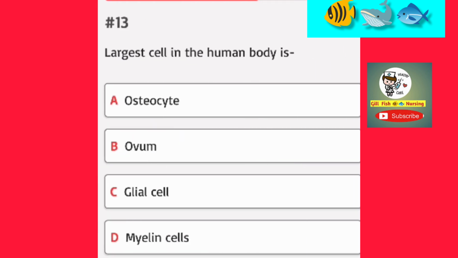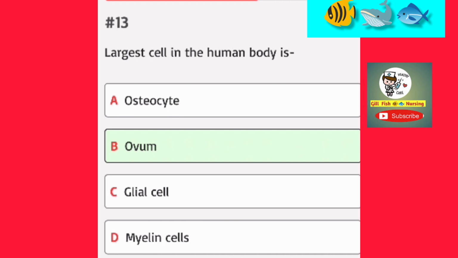Okay, next question. The largest cell in the human body is, so what is the answer here? A osteocyte, B ovum, C glial cell and D myelin cells. You know that osteocyte, glial cell and myelin are all related to the brain cells. But the correct answer is ovum. That is the female egg. It is the largest cell in the human body.